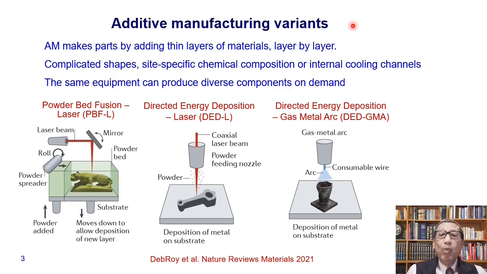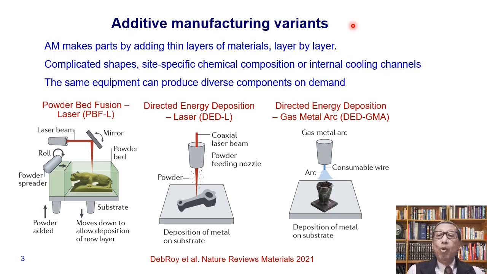There are many variants of additive manufacturing. The three most common ones we are going to focus on are powder bed fusion using a laser heat source, directed energy deposition using a laser beam, and also directed energy deposition using a gas metal arc welding torch as heat source.